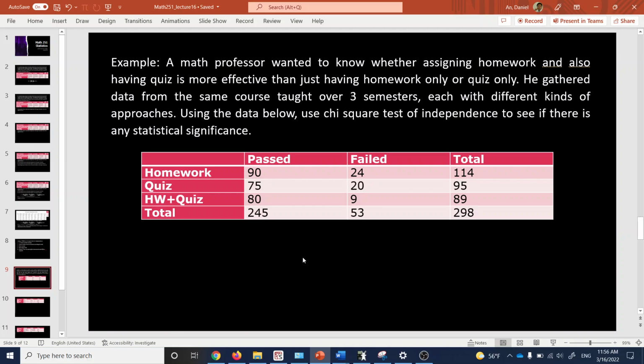Okay, so a math professor wanted to know whether assigning homework and also having quizzes is more effective than just having homework only or quizzes only. So he tries to teach the same course over 3 semesters. In one semester, he just assigns homework, no quiz. In another semester, he gives quizzes, but there's no homework assignment. Just like how I'm running the class right now. In the other semester, he assigns homework and then has quizzes, so the students are having more workload, right?